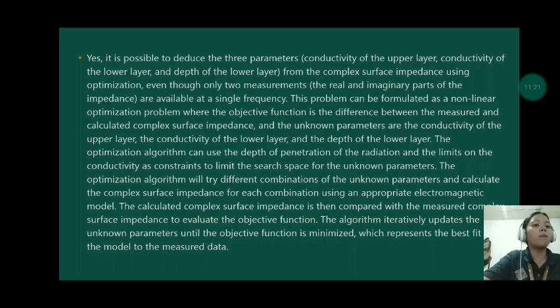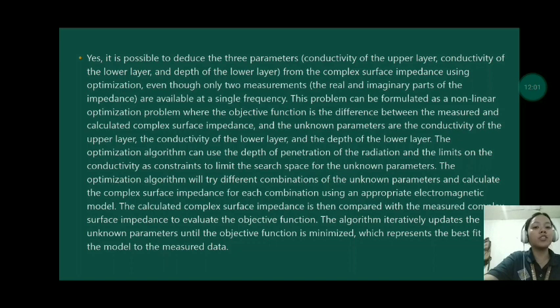This problem can be formulated as a nonlinear optimization problem where the objective function is the difference between the measured and the calculated complex surface impedance. The unknown parameters are the conductivity of the upper layer, the conductivity of the lower layer, and the depth of the lower layer. The optimization algorithm can use the depth of penetration of the radiation and the limits on the conductivity as constraints to limit the search space of the unknown parameters.